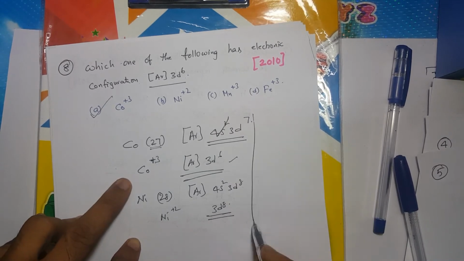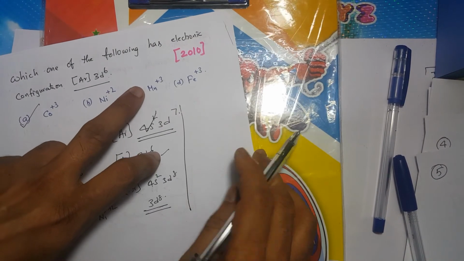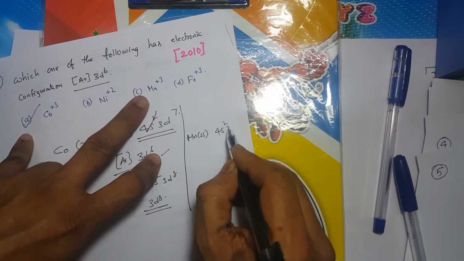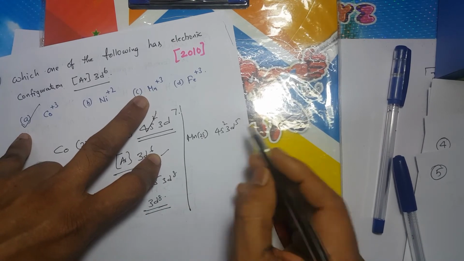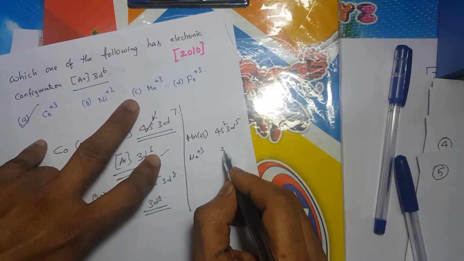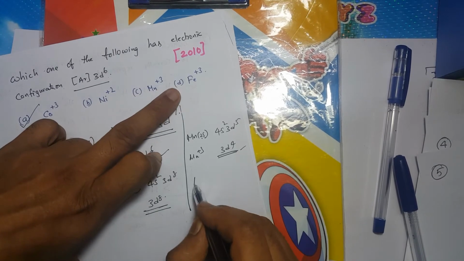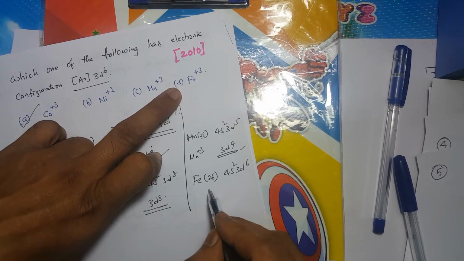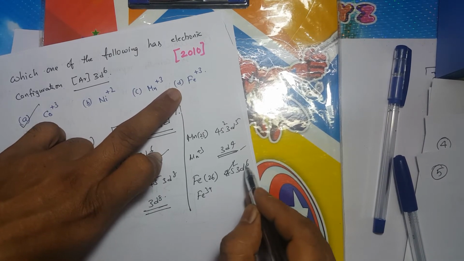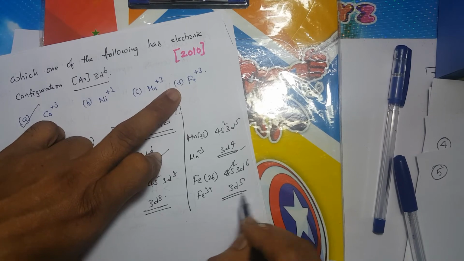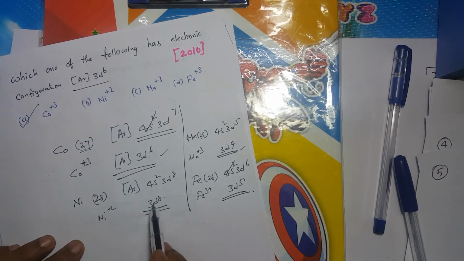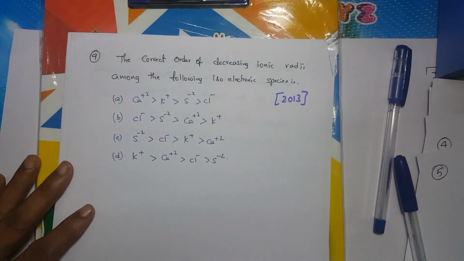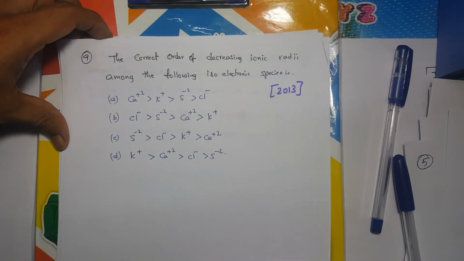Okay, the next one is manganese. Manganese has atomic number 25. We require argon 4s2 3d5. Plus 3 means 3d4. Iron atomic number is 26. It is 4s2 3d6. 3 electrons have to be removed, 2 from here and 1 from 3d, so it is 3d5. So one is 3d4, 3d5, 3d6, 3d8. They are asking argon 3d6. Which one is it? The cobalt.